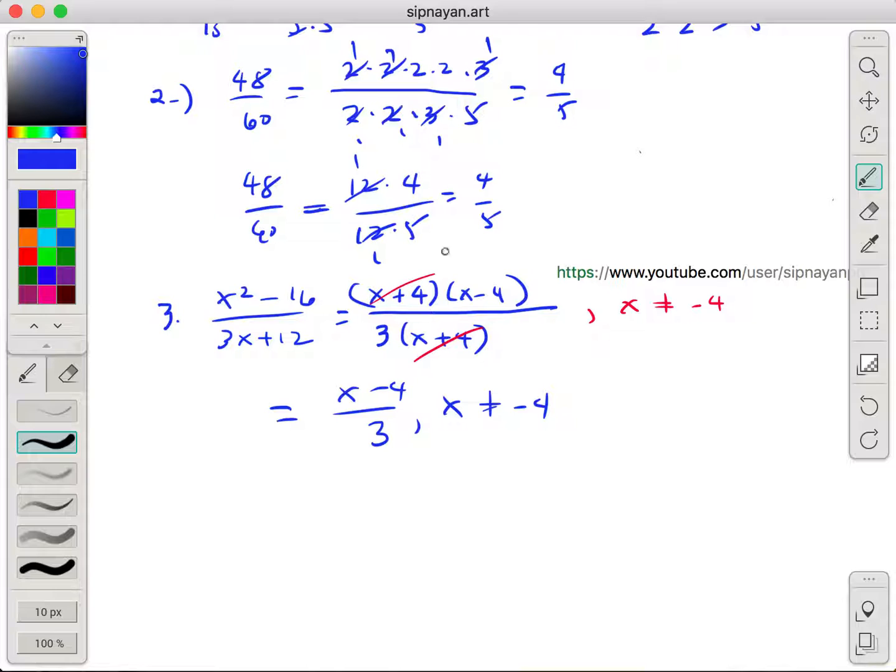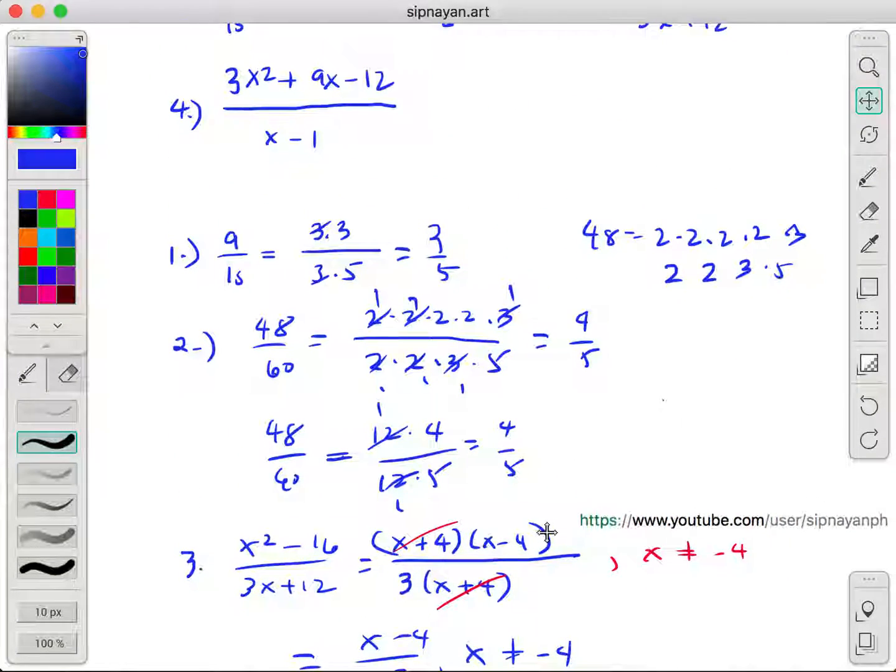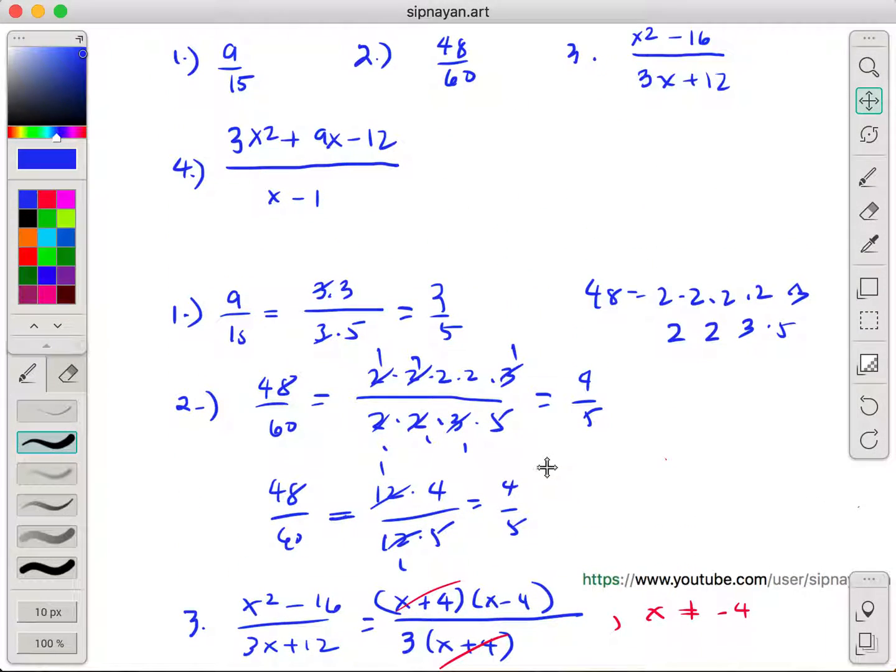So, hindi ko kayo matutulungan dito sa factoring, no? Dito sa video na to, ang gagawin nyo is, kung hindi kayo familiar, search nyo yung Sipnayan YouTube channel, search nyo yung factoring kasi dinidiscuss ko lahat yan, yung mga different types of polynomials kung saan pwede natin siya i-factor.